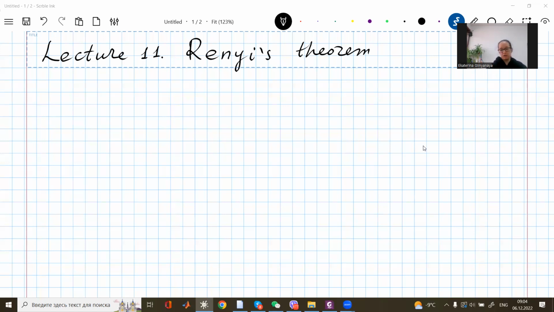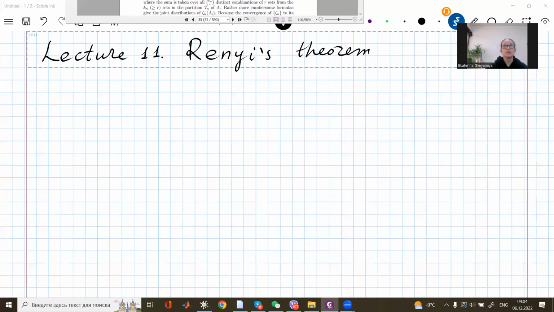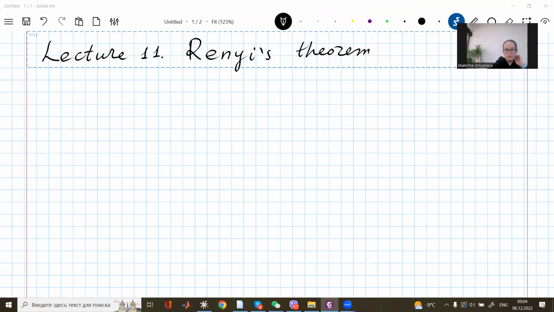But it turns out that for one class of point processes, we can give a much simpler characterization. And the class of point processes that we will consider today is so-called simple point processes, and it turns out that for simple point processes we can characterize them in a much simpler way. So let's give the definition of a simple point process, and the intuition is that for a simple point process there can be only one point in one position.